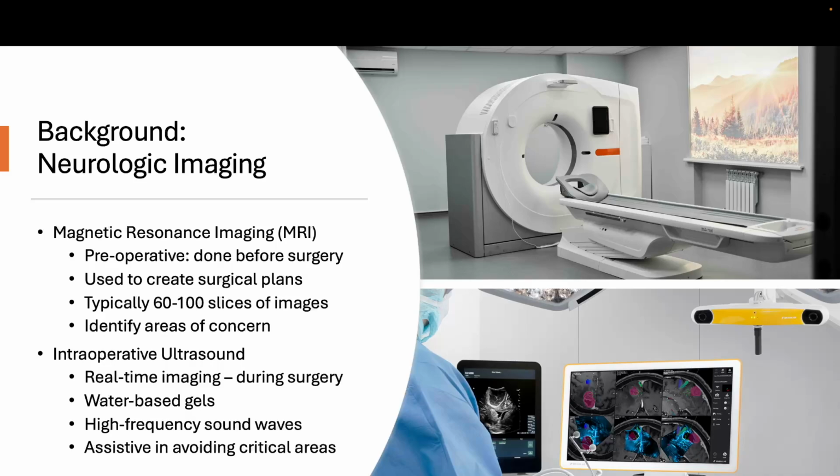When they say MR, they're referring to an MRI, which is magnetic resonance imaging. It's done by an MRI machine, which is in the top right picture, and it uses a very strong magnet, and it can take slices of the brain. This is typically done pre-operative, which means before surgery, and the doctors can use this information to create surgical plans.